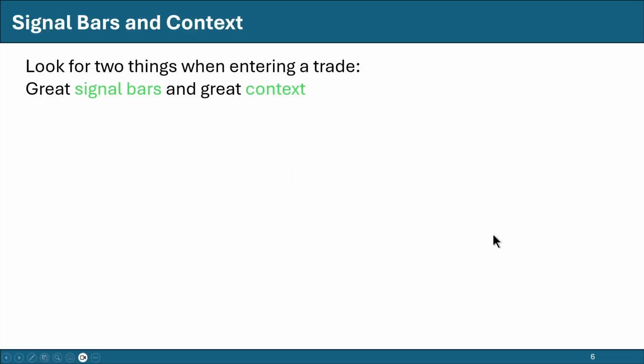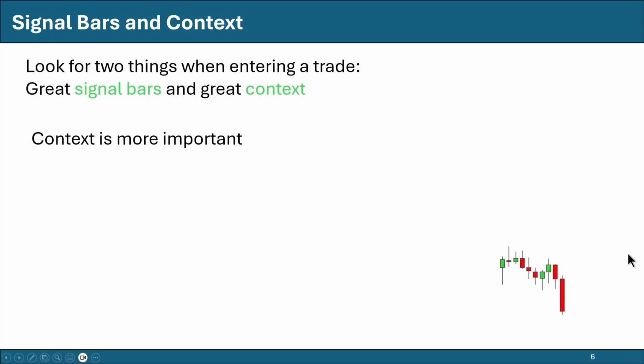Signal bars and context. You really want to be looking for two things when you're trying to enter a trade: great signal bars and great context. Something to keep in mind, context is more important. Let's look at an example.